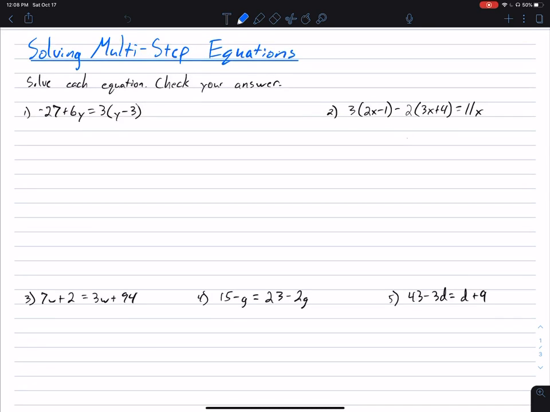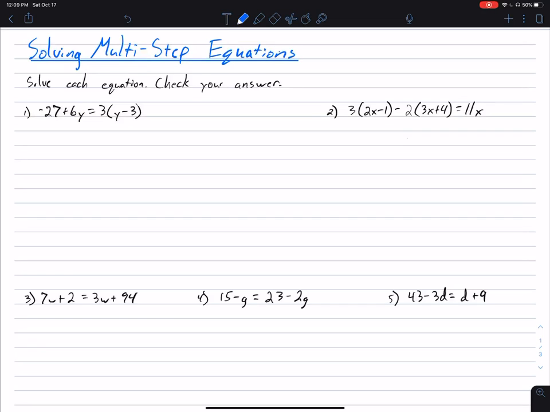In this video, we're going to look at solving multi-step equations. So I'm told to solve each equation and check my answers. What I want to do with equations where I have the same variable, so in this case, like those y's, if they're on opposite sides, I want to find a way to get them on the same side.